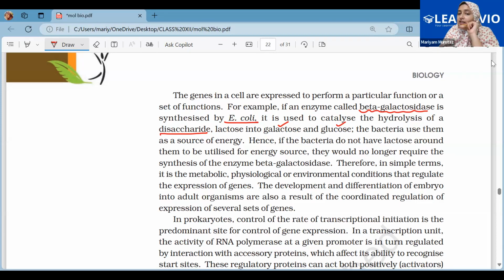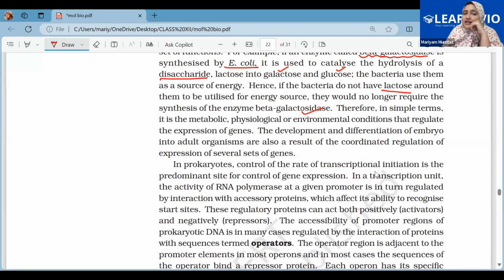Now if the bacteria do not have lactose around them, then they would no longer require the beta galactosidase. Obviously, if a person is not eating a lot of protein, then the protein digesting enzymes will also not be required in that person. Same goes for E. coli. When the E. coli does not use lactose, then why does it require the beta galactosidase? Of course, it won't. Therefore, in simple terms, it is the metabolic, physiological, or environmental conditions that regulate the expression of genes.